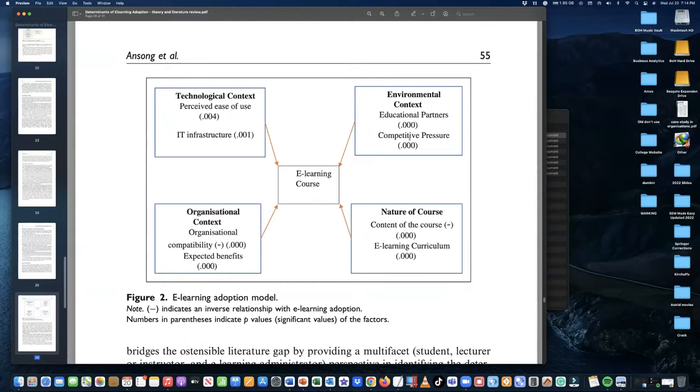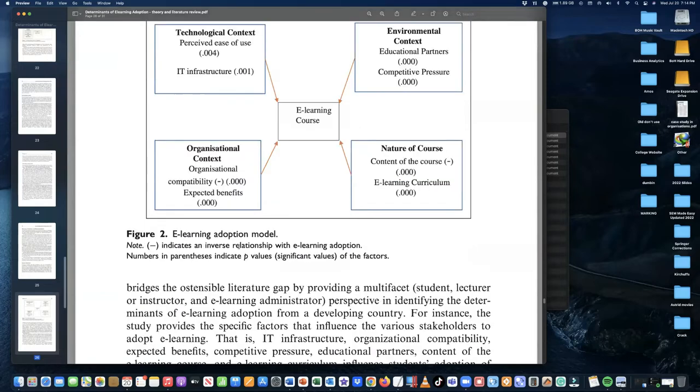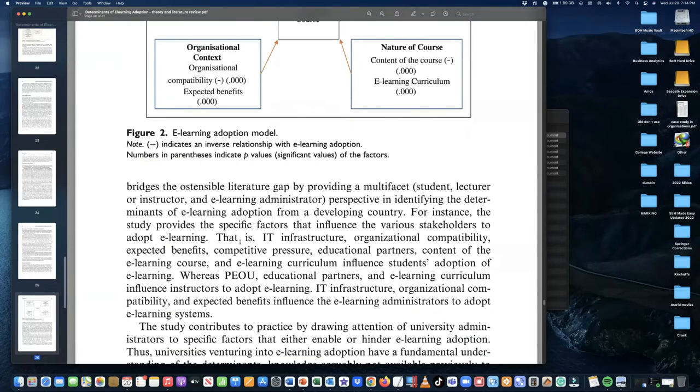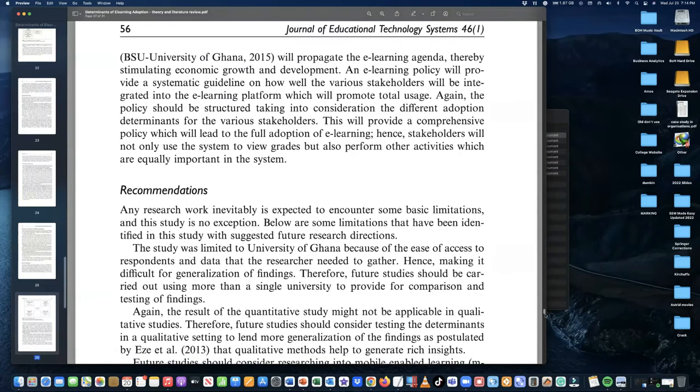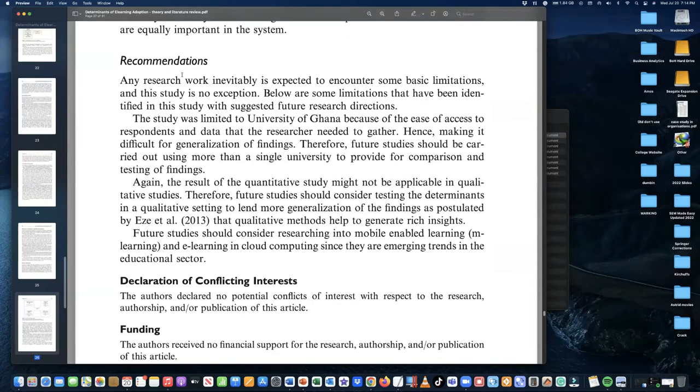Educational patterns and competitive pressure. So for these, those with p-values less than 0.05 are significant. Almost all of them are significant, but some of them have an inverse relationship with the variable they are looking at in terms of its impact on e-learning. So this is how the person has used it. You see, it has become the center of the work, and data is collected around it. Discussion is made around the variables you have put there, even the recommendations. So this is one approach.